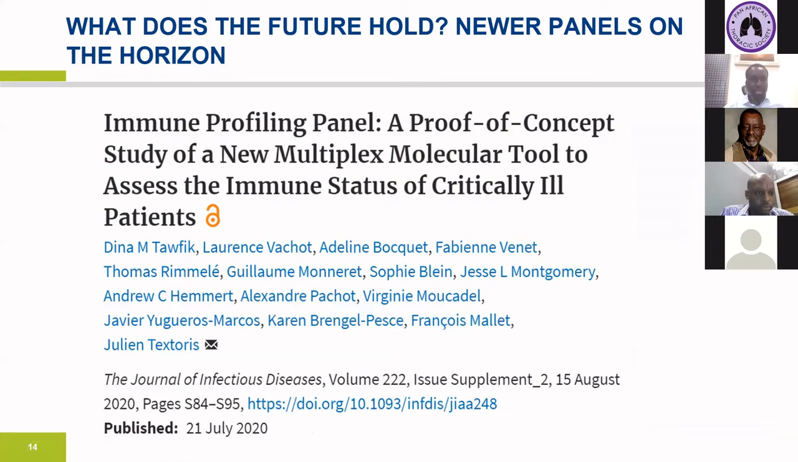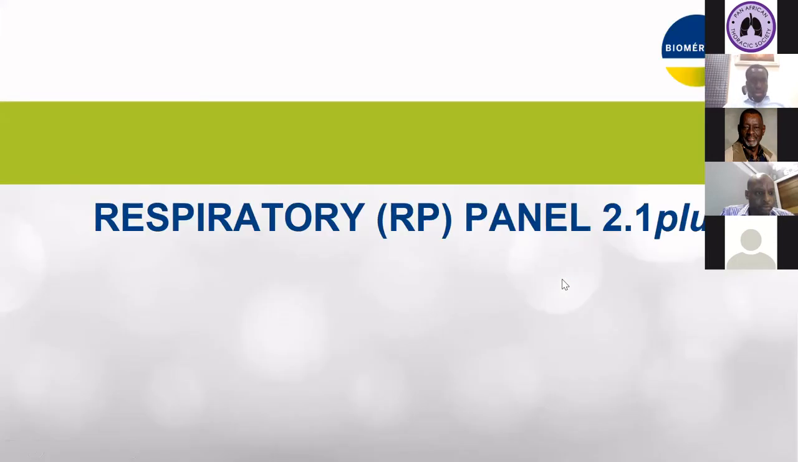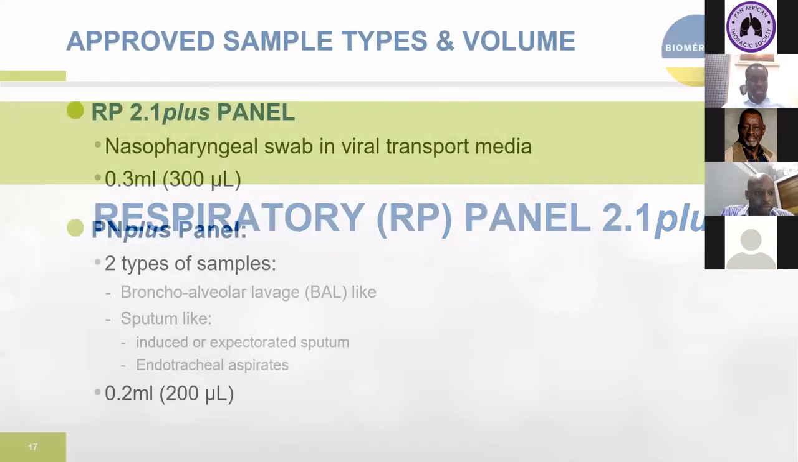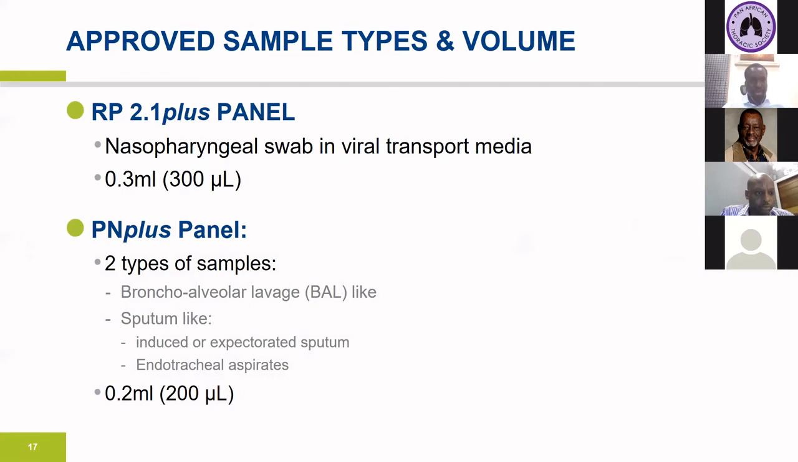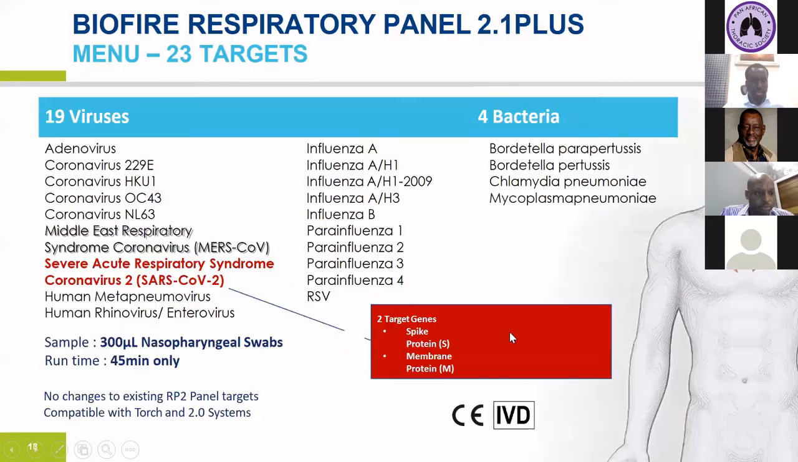such as the immune profiling panel, which tries to look at immune status of critically ill patients by looking at about 16 biomarkers, which would be of relevance to make a clinical decision. So in terms of the respiratory panel, we start with the current one, which is 2.1 plus. You have the nasopharyngeal swab in viral transport media, and you only need 0.3 milliliters of sample to get a report. The pneumonia panel, obviously you can have either the BAL-like sample or the sputum-like sample, depending on what is available or what is possible. And for this one, just 0.2 ml of sample is enough to get a report.